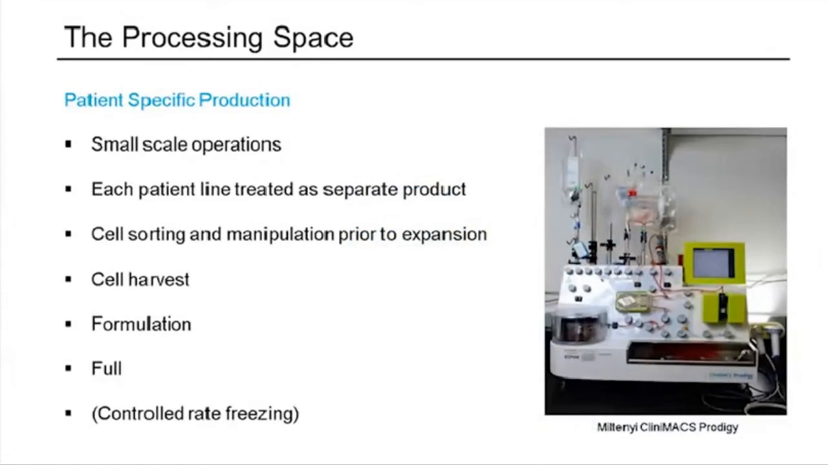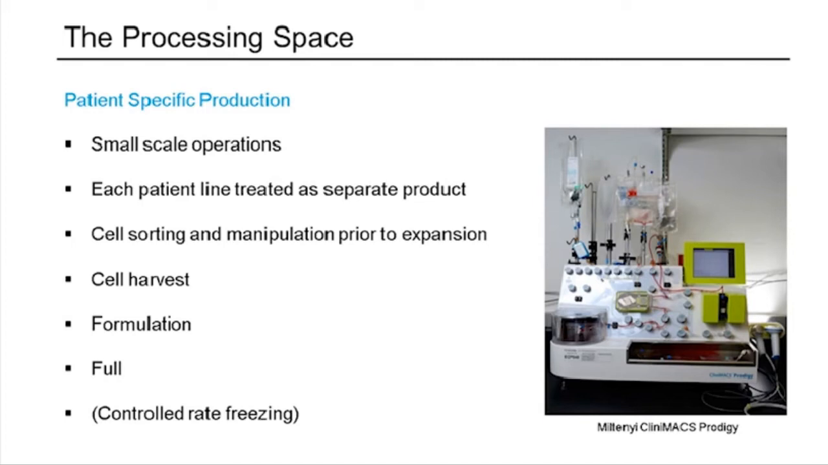And then when we talk about patient-specific production, which again is going to be autologous cell therapies or donor-matched allogeneic cell therapies, this is a much smaller scale because you're really only creating enough doses for that one patient. And so there's many more challenges associated with trying to do operations at a much smaller scale, but within a GMP setting.